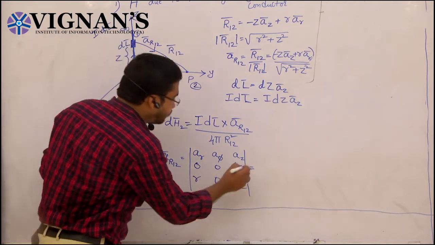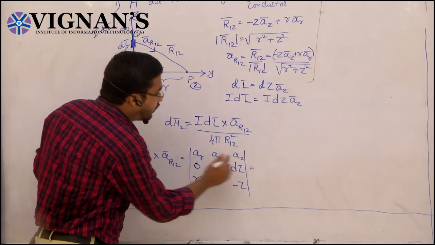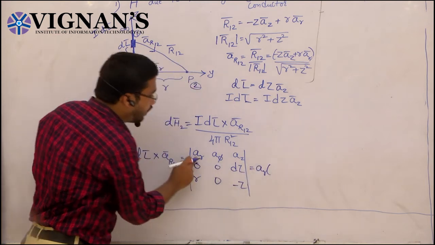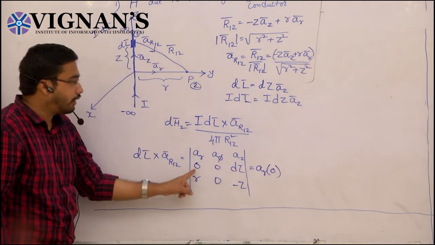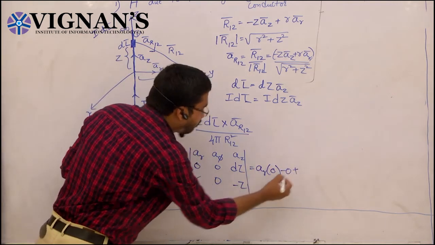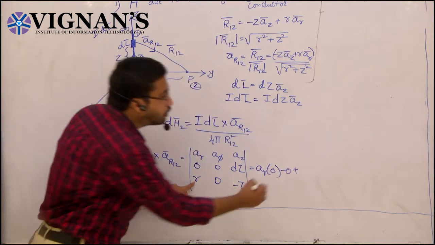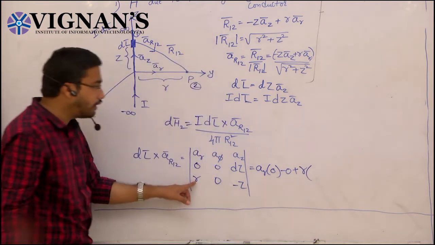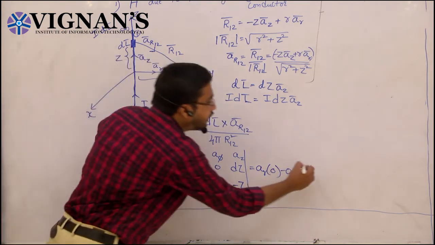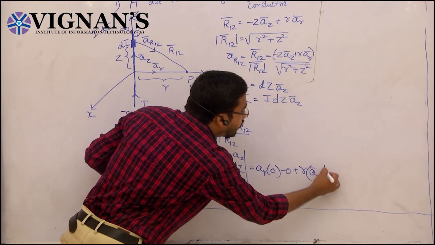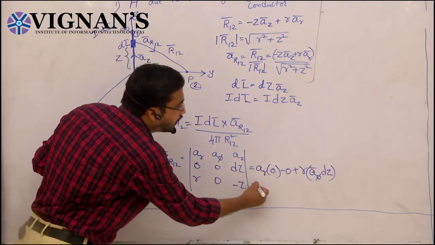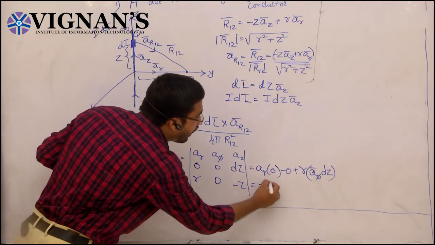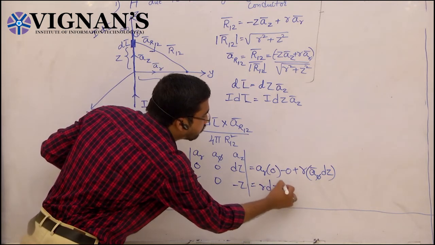So take the determinant. AR if you take means it will become 0, 0 into this and 0. So 0, again minus 0, plus here R into, leave this, A5 into dz, A5 into dz minus 0. So this determinant value is simply R dz A5.